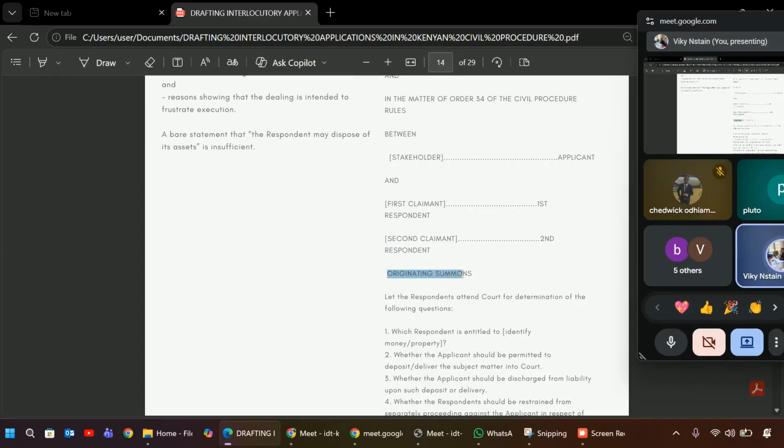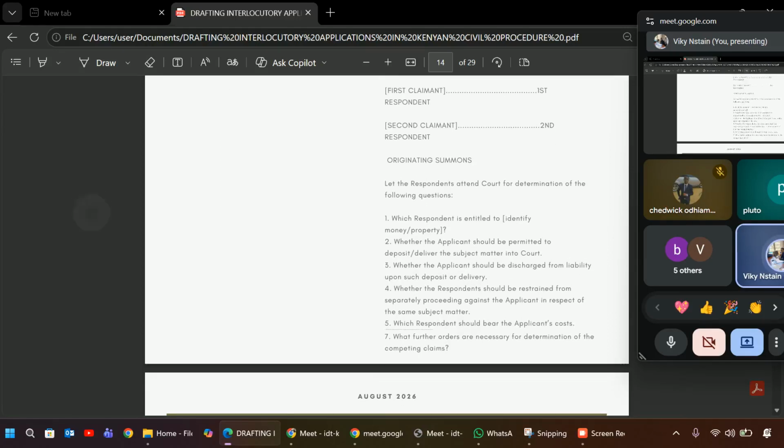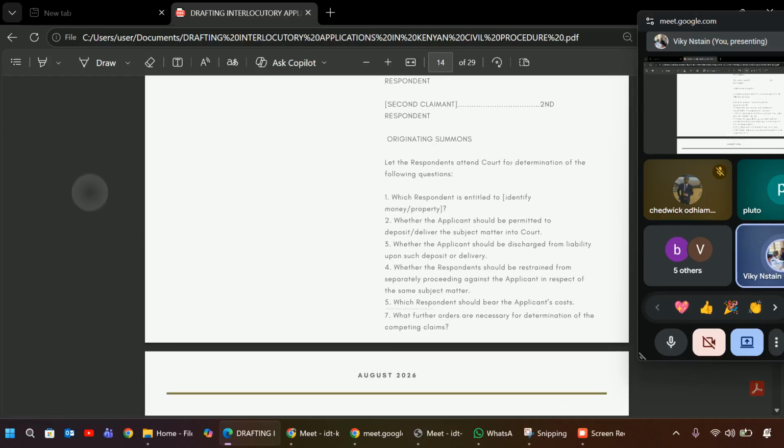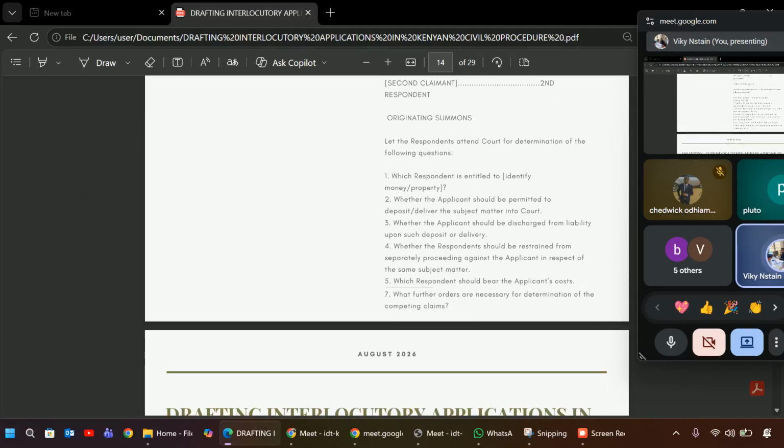Now, the document that you are approaching court with is an originating summons. We have seen in the best performed papers, this part scores 1 mark because you have clearly understood what exactly you are doing before court. So let the respondents attend court for determination of the following questions, which respondent is entitled to the money, property.